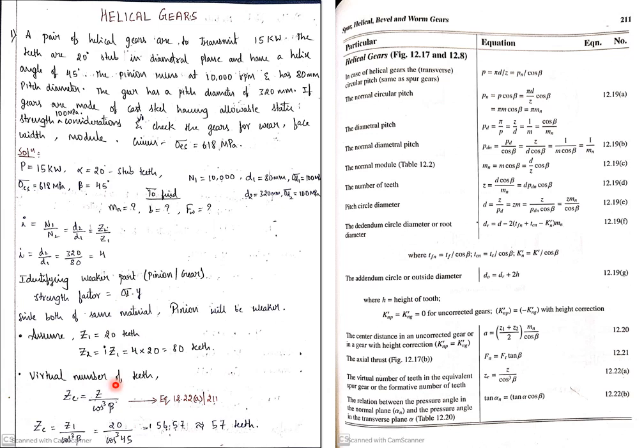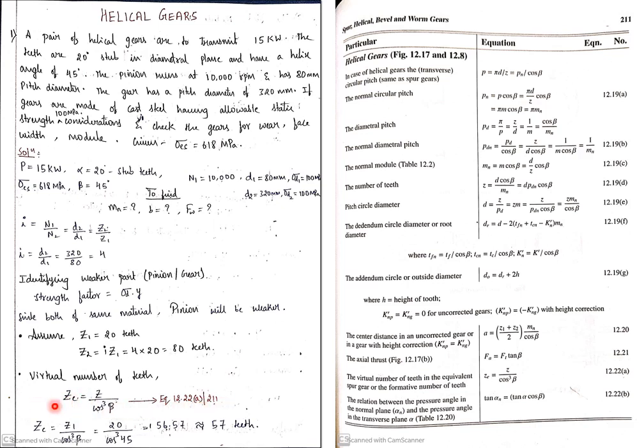Next one, as I told you, in helical gears we have to replace Z with Ze. What does Ze represent? It is the virtual number of teeth. It is nothing but the number of teeth counted in the plane which is similar to spur gears. Here the helix angle is mentioned, hence we have to take this formula from the data handbook, page number 211.